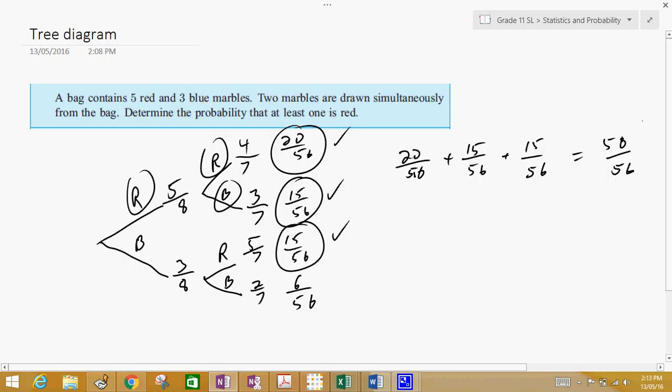Or we could have done it another way. 100% minus the probability of not getting a red is the probability of getting a red. So 1 minus 5 over 56, sorry, it's not 5, it's 6 over 56, is equal to 50 over 56. Hope that helps.